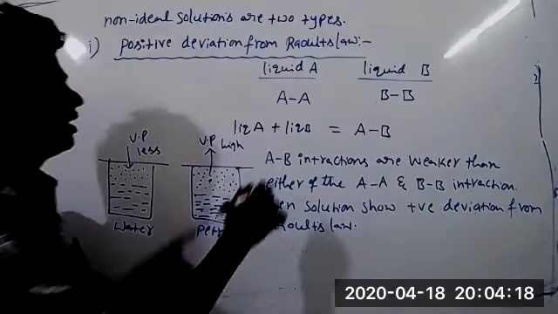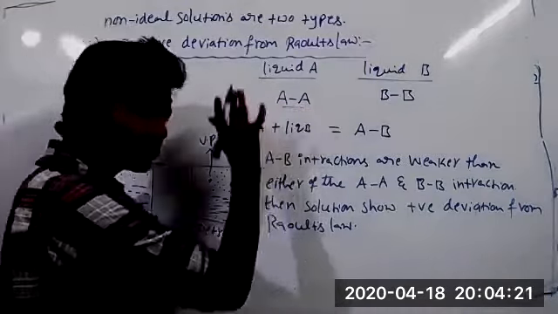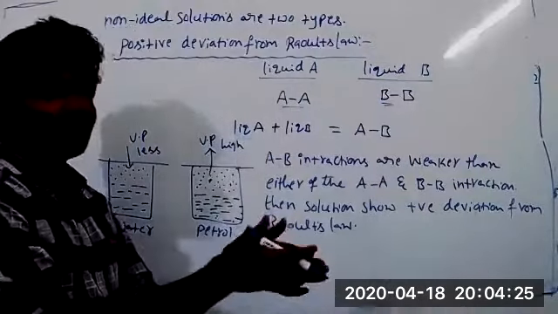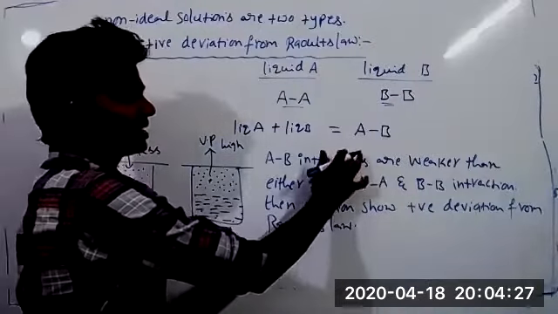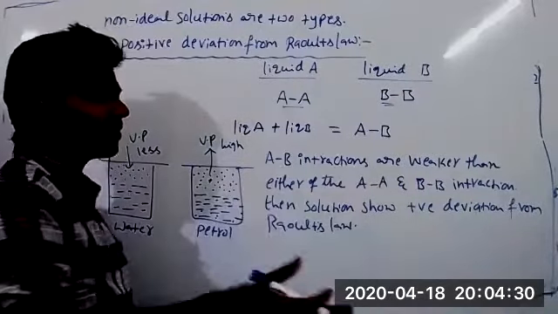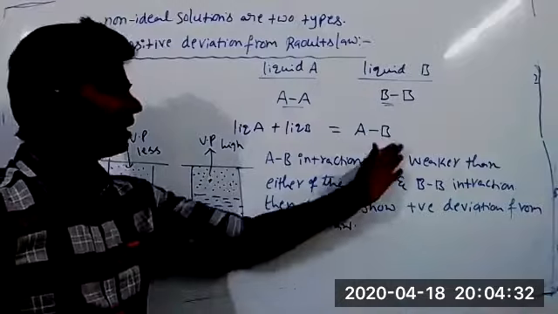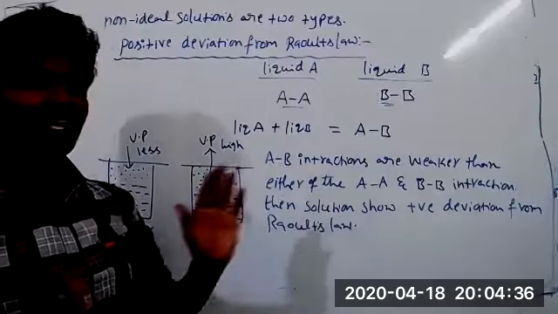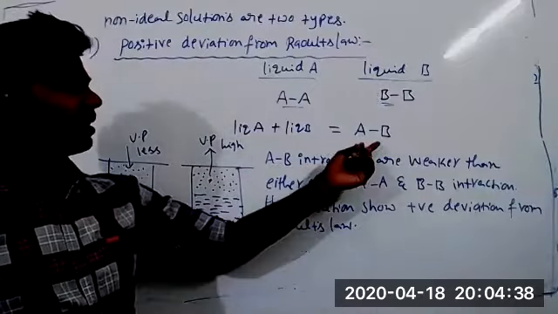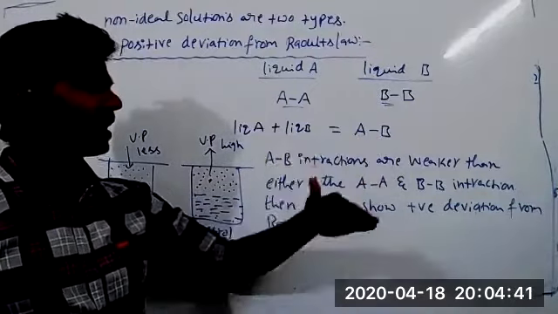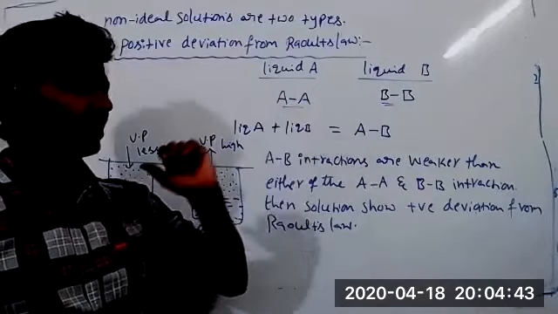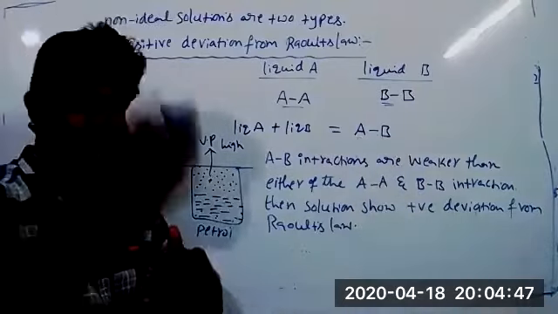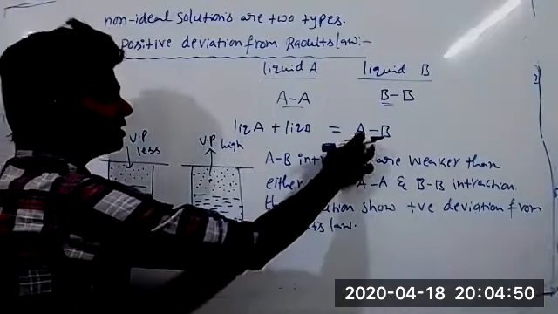Okay. Now I'm talking here. AA interactions are strong, BB interactions are strong. When you mix both the liquids, it gives AB interaction, and I'm saying AB interactions are very weak compared to AA and BB interactions. So is vapor pressure in AB higher or lower than AA and BB? Higher, because the interactions are very weak. Molecules easily convert to vapor. That's why in these liquids, vapor pressure is higher.